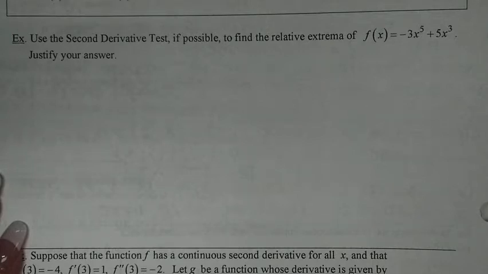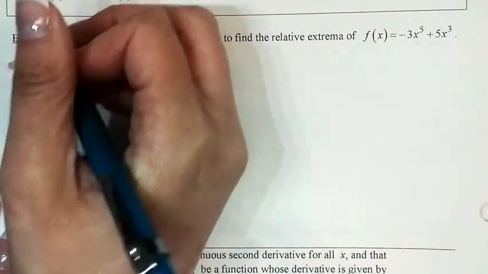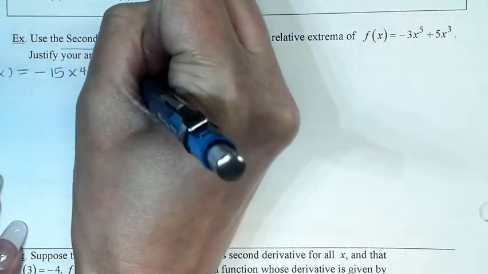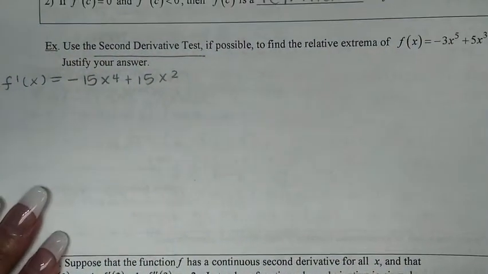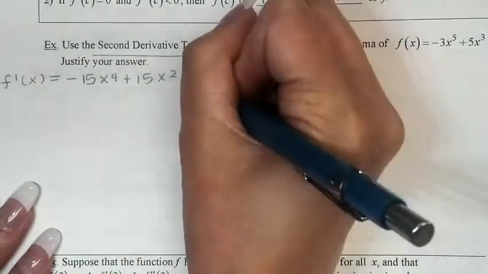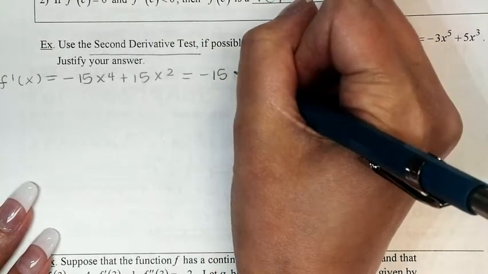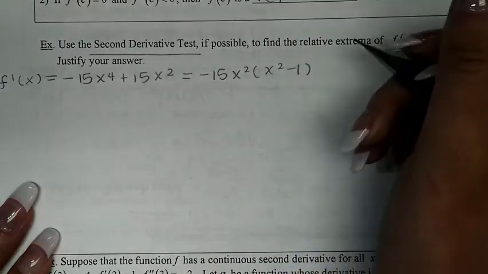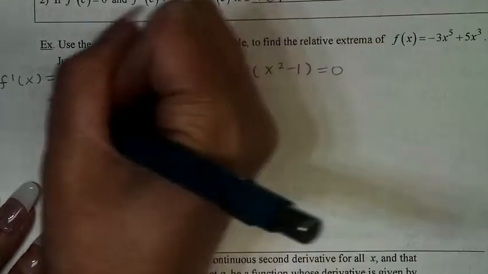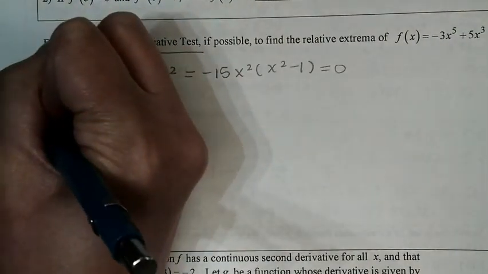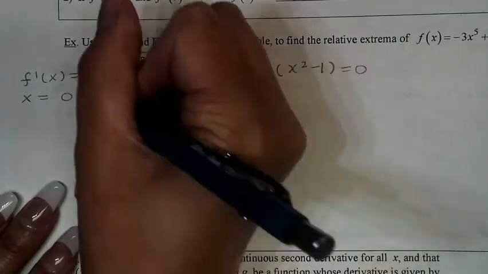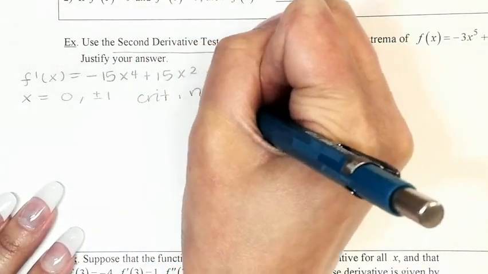So the first thing that you are going to do, since we need to use the second derivative test, is find the first derivative. The first derivative of that function is going to be negative 15x to the power 4 plus 15x squared. You can simplify this, and I also want my critical numbers. I have a common factor, and then you have x squared minus 1, and if you equate this to 0, your critical numbers are going to be x equals 0 and plus or minus 1.